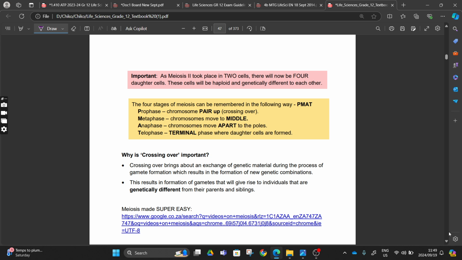These cells will be haploid and genetically different from each other. As you can see there, they've already given us our mnemonic. PMAT, right? Prophase, metaphase, anaphase, telophase.